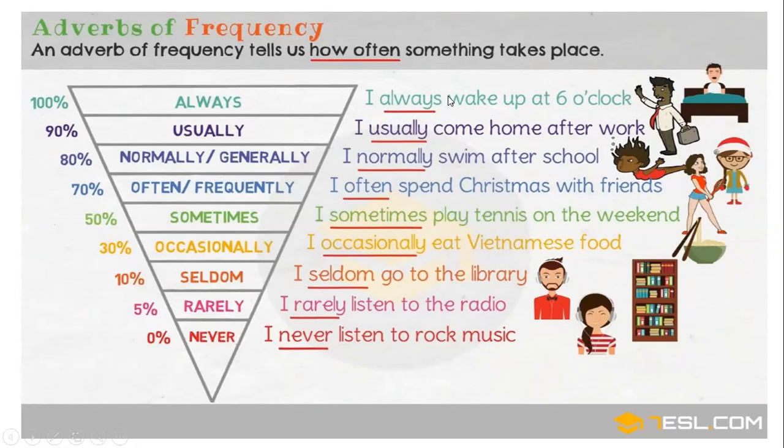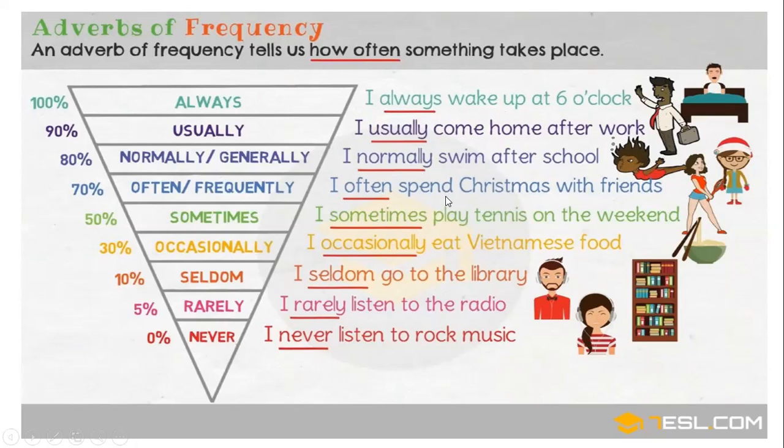For example, always wake up. Wake up is a two-word verb. Este es un verbo de dos palabras que significa levantarse, ¿verdad? Usually come. Venir, ¿verdad? O regresar. En este caso venir. I normally swim, nadar, normalmente nado. Often spend, a menudo paso.